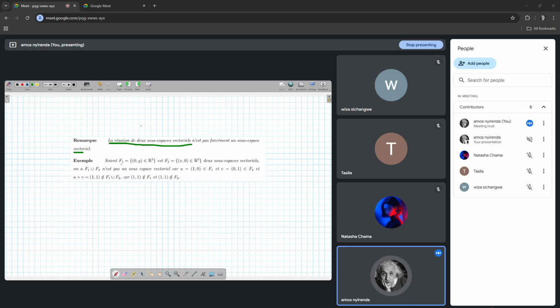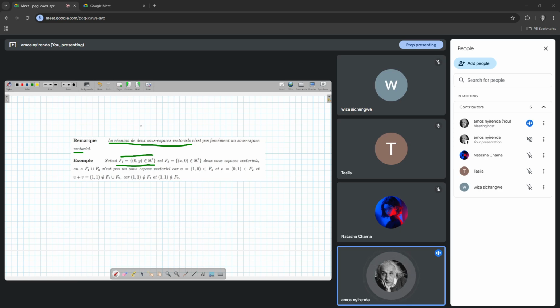They've given us the set F1, where all the elements look like this: (0, y). So members of this set are elements like (0, 1), (0, 2), (0, 3), (0, 4). You only change the y, but the x is fixed at 0. They also give us another one, F2, where we fix the y and only the x value is changing. These are subspaces of R2, you can verify. Let's verify. Is F1 non-empty? Yes, it's non-empty.